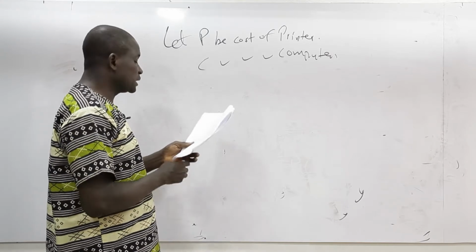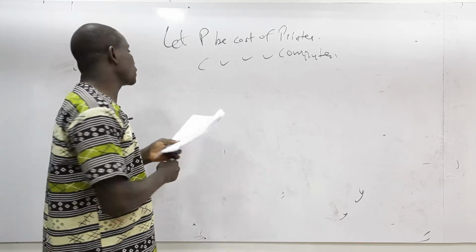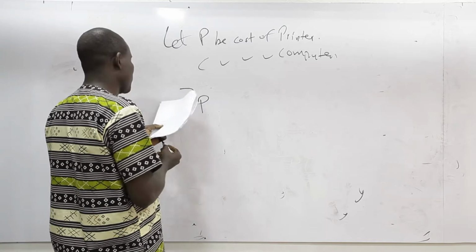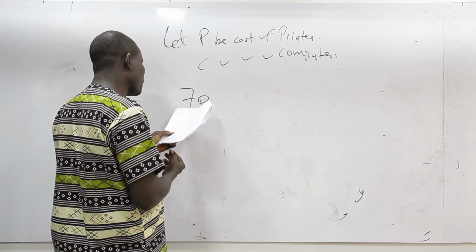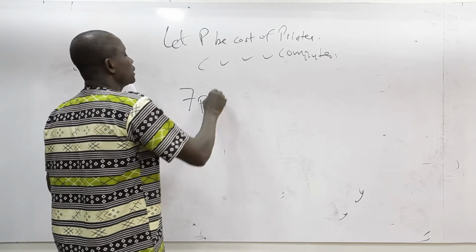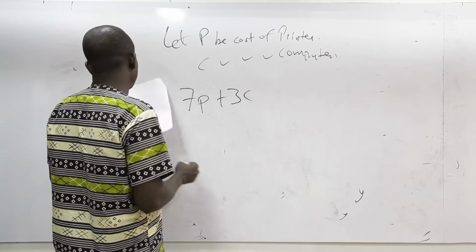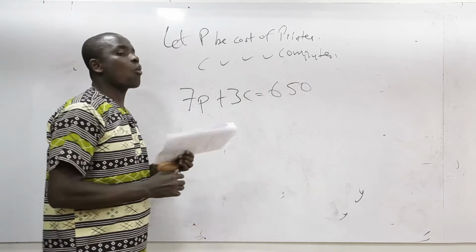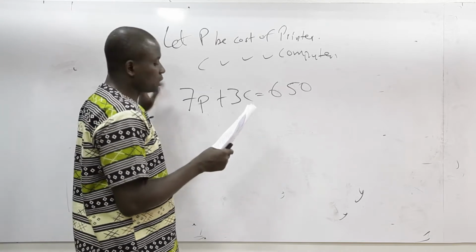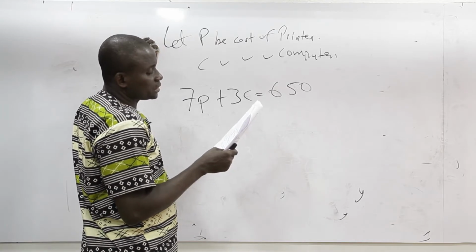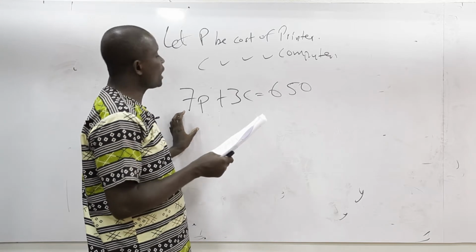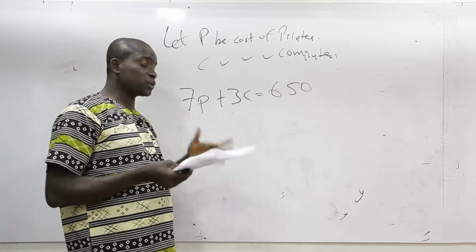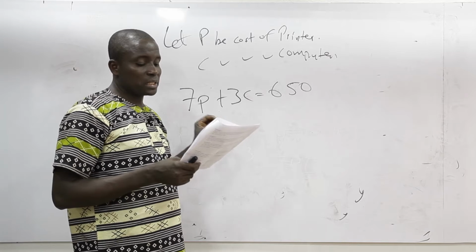Okay. Now let's see. So I'm now reading the cost of 7 printers. I'm forming the equation straight away. 7P, the cost of 7 printers and 3 computers. So how do you write it? Plus 3C was 650. Anytime you see is or was, it means it's equal to. So I'm repeating, the cost of 7 printers and 3 computers is 650 cedis. That's what I've written. I didn't bring the cedis sign because as we speak now, we need the values.